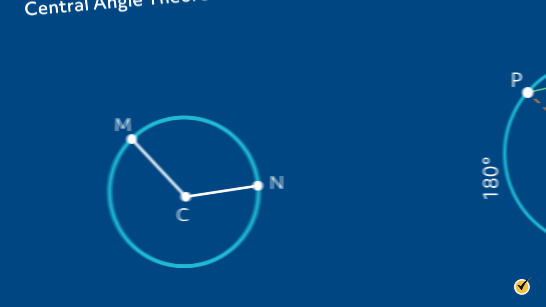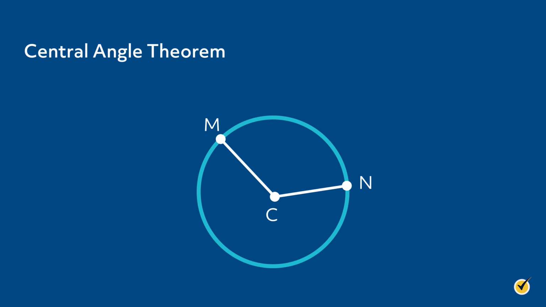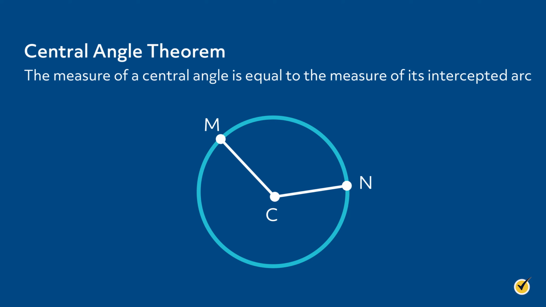Another important theorem we're going to take a look at is the central angle theorem. This theorem says that the measure of a central angle is equal to the measure of its intercepted arc. In circle C, since the measure of angle MCN, the central angle, is 110 degrees, then arc MN, its intercepted arc, is also 110 degrees.